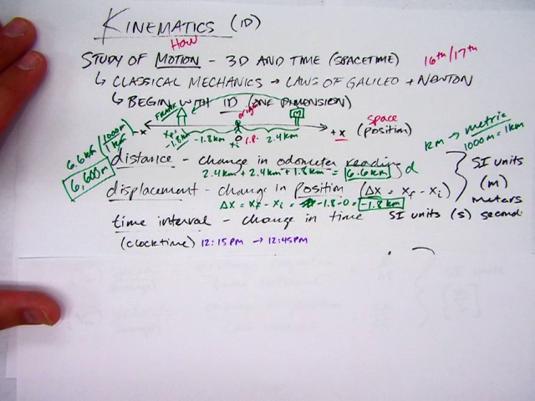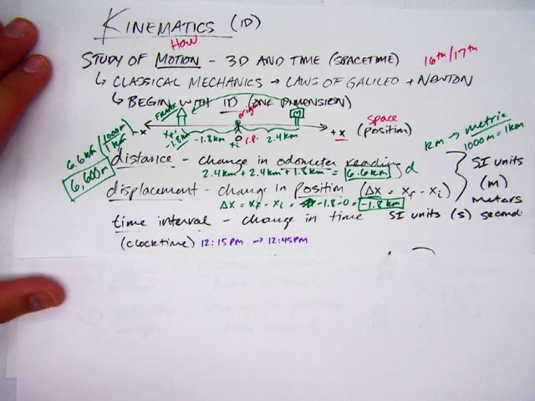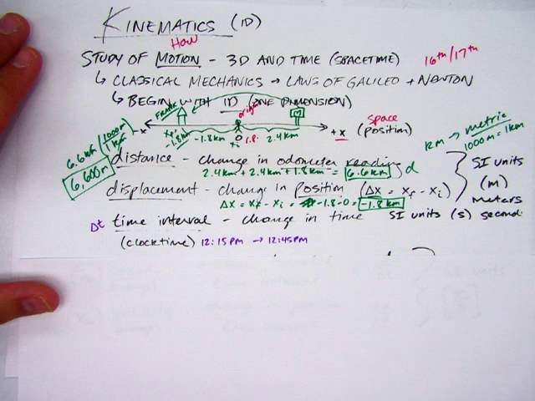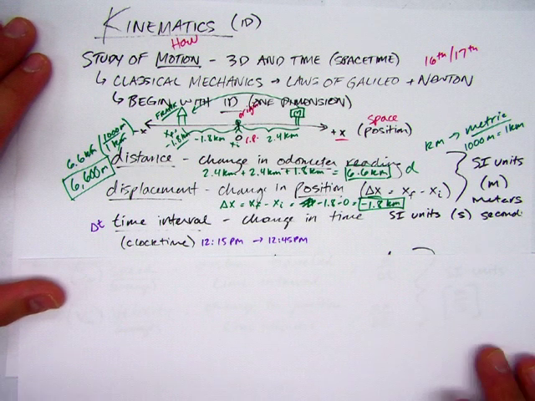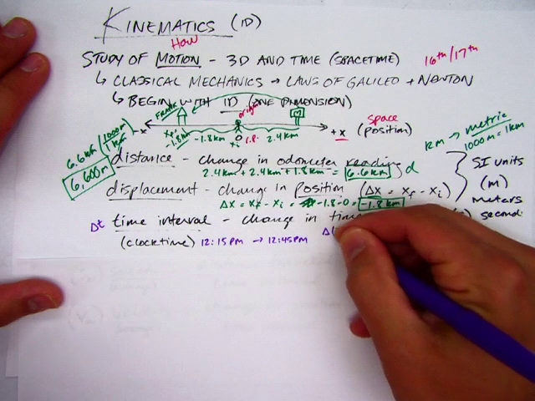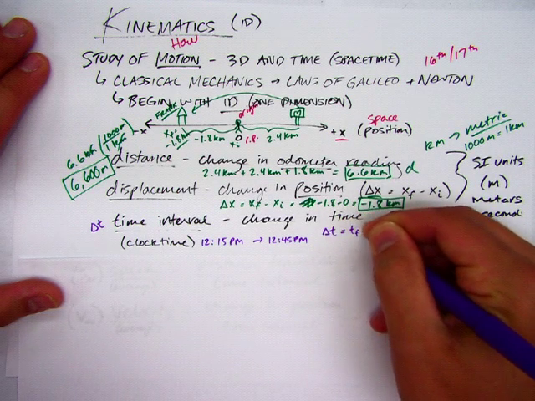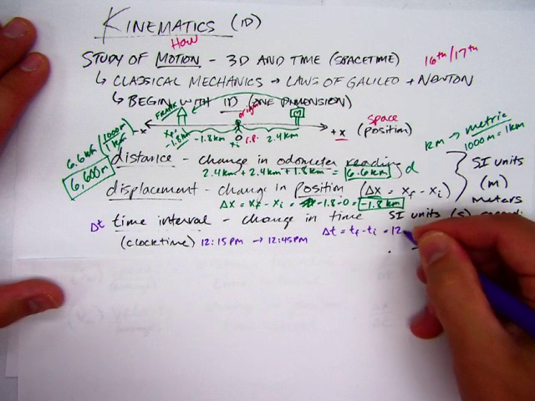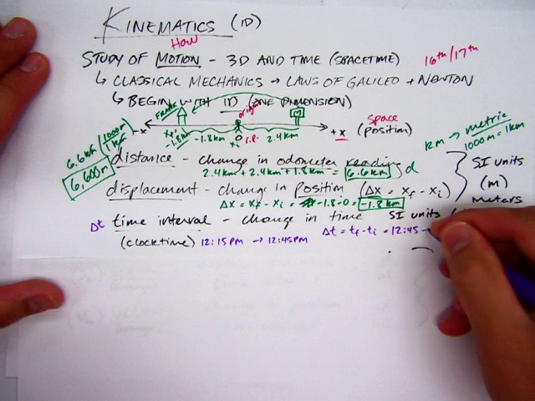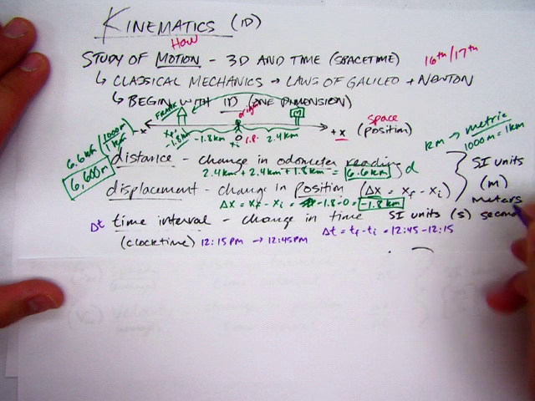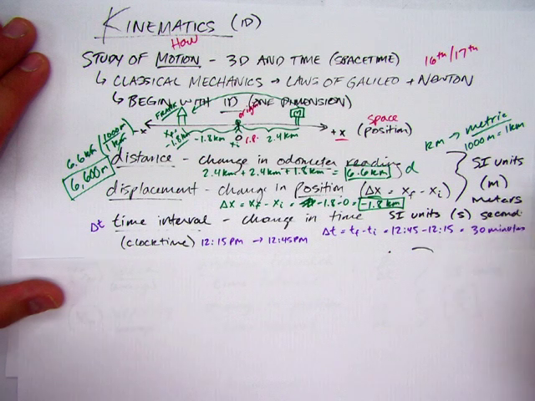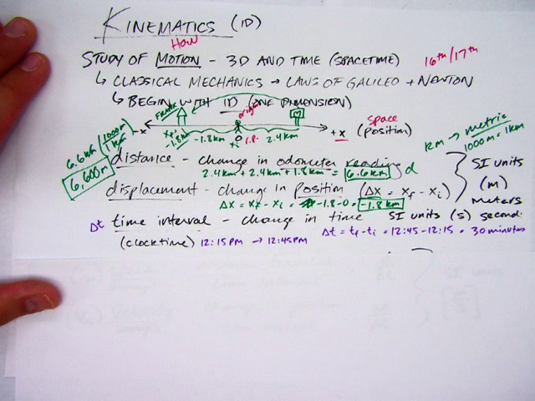So in physics, we're not as interested in clock time as we are time interval. Sometimes we call this delta t, or how long does it take to get from where I started to where I finished. So in this case, my change in time, my delta t, which is always my final minus my initial, would be how much clock time elapsed. I got there at 12:45. I started at 12:15. So we could say 30 minutes is my time interval, my delta t, how long it took.